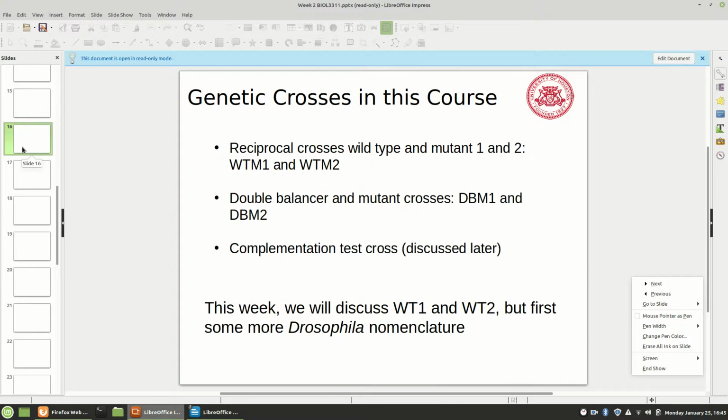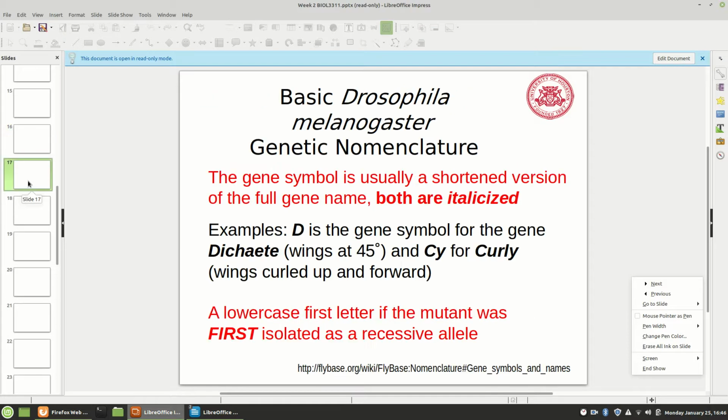We go on. Crosses. We're going to be doing what we call reciprocal crosses. We'll be doing double balancer and complementation crosses. We may or may not do the complementation. I believe you're going to have to know how to do them, but I don't think you'll actually have to do them for your writing assignment. So this is just preparing you to get ready for these terms. There are reciprocal crosses, double balancer and mutant crosses, and then complementation or test crosses. All right. So all of those will be discussed at a later point. Just get ready for those terms when they come along.